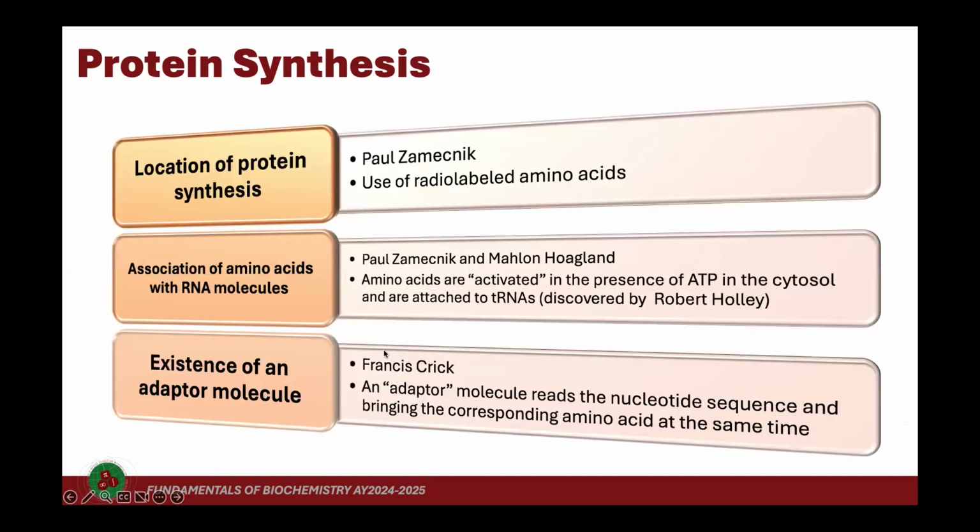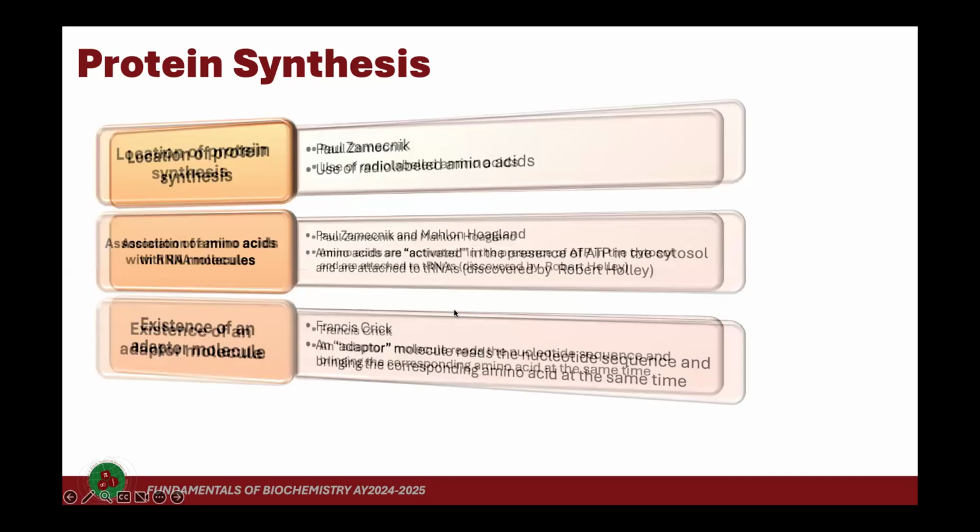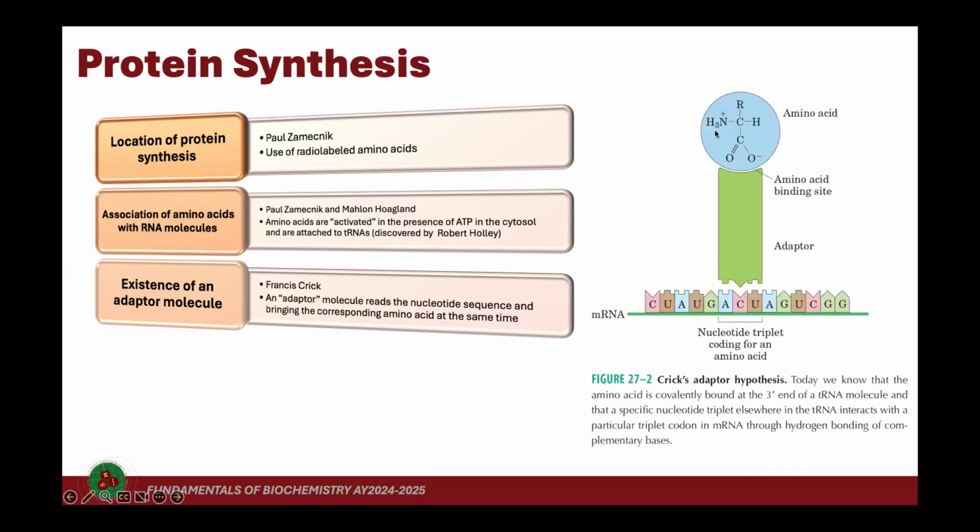And the last is the proposal from Francis Crick for the existence of an adaptor molecule. According to Francis Crick, there should be an adaptor molecule that reads the nucleotide sequence of your mRNA transcript, and this same molecule also brings the corresponding amino acid. And of course, at this point, we already know that that is your tRNA or transfer RNA.